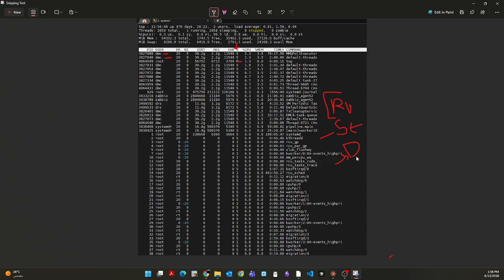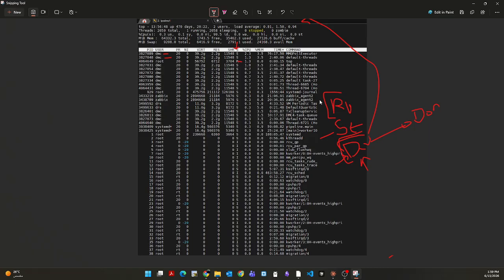The problem is that if it is in D state, it is uninterruptible. You can't cancel or interrupt this process because it is waiting for some data, and if you interrupt it, it may ruin the application or crash. That's why you can't interrupt it. Not every time, but sometimes when you have so many of those D states, you'll see that the load average is pretty high.